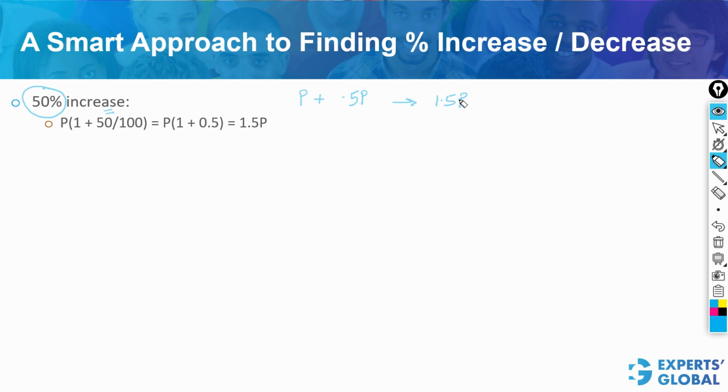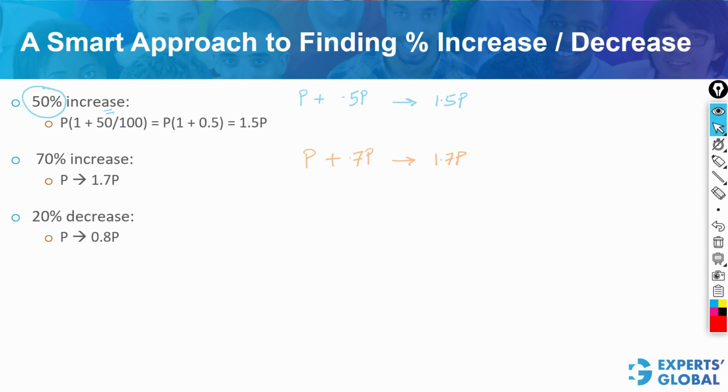Let's take one more example. 70% increase. Now the original value is p. 70% increase means an increment of 0.7p. So the final value must be 1.7p. Therefore, p becomes 1.7p. Another example, 20% decrease means p minus 0.2p, therefore p becomes 0.8p. Similarly, 400% increase would mean p plus 4p, which means p becomes 5p.